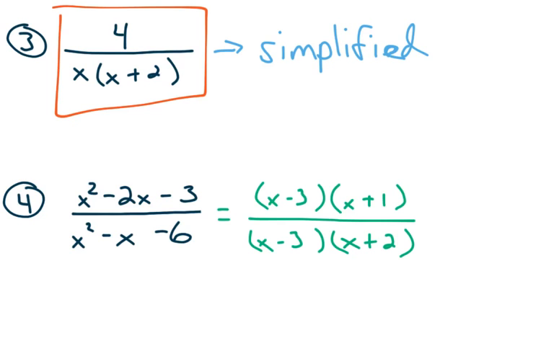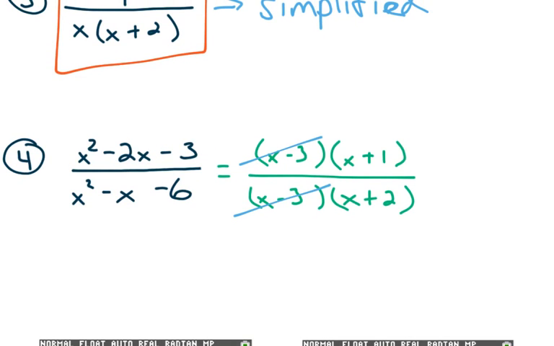Now what I hope you can see, when we factor the numerator and the denominator, is that we have a common factor. We can factor out the x minus 3s. We can basically eliminate those. So then our final answer is going to be, and I'm going to write this down here below, since we don't have the x minus 3s, we're just going to have x plus 1 over x plus 2.